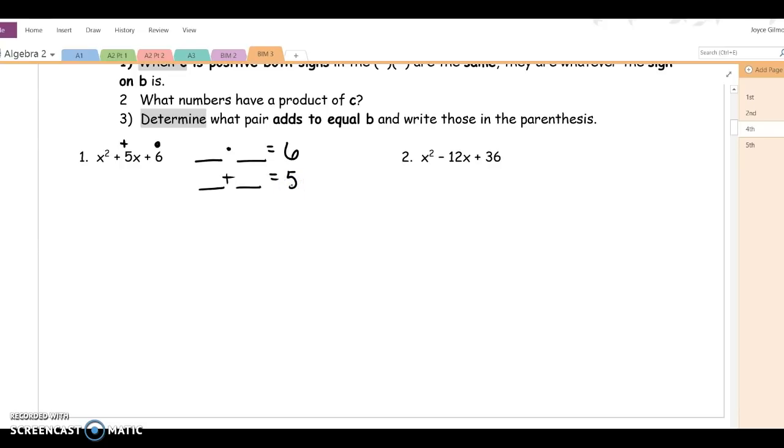Now we need to come up with the pair of numbers that satisfies both of these situations. And some of you, especially with the small numbers, you're going to look at this and just bam, you're going to know exactly what number it is. Some of you might stare at these blanks for a while and have to really think about it. That is totally okay. So 2 times 3 is 6. 2 plus 3 is also 5. That means the factored form is x plus 2, x plus 3.